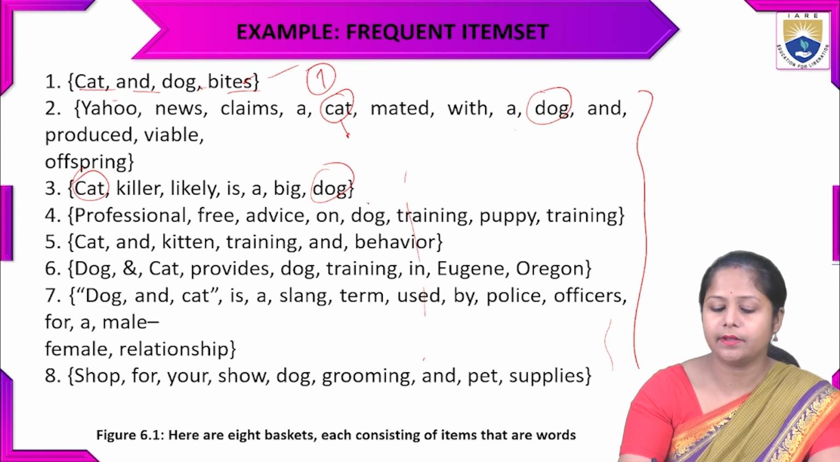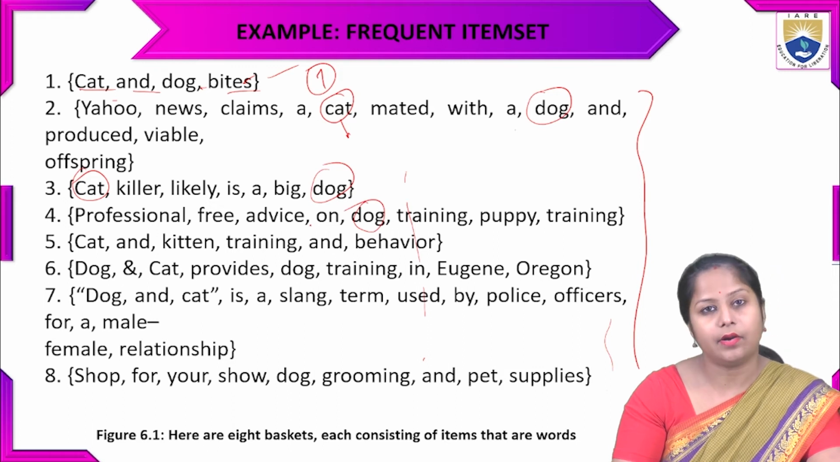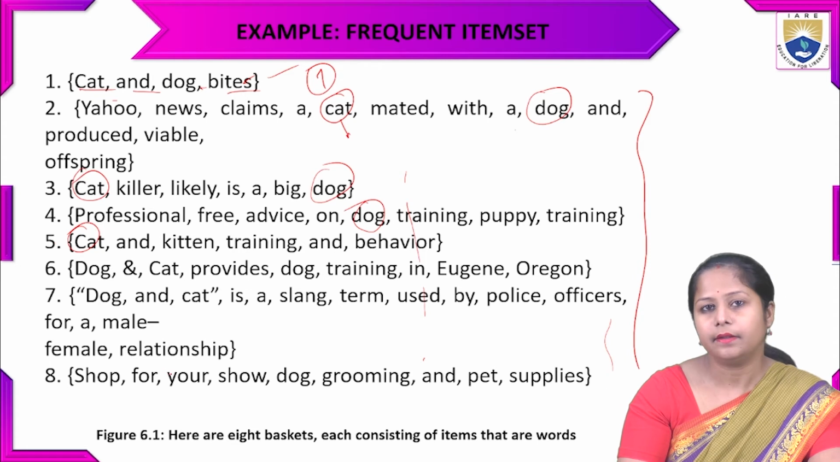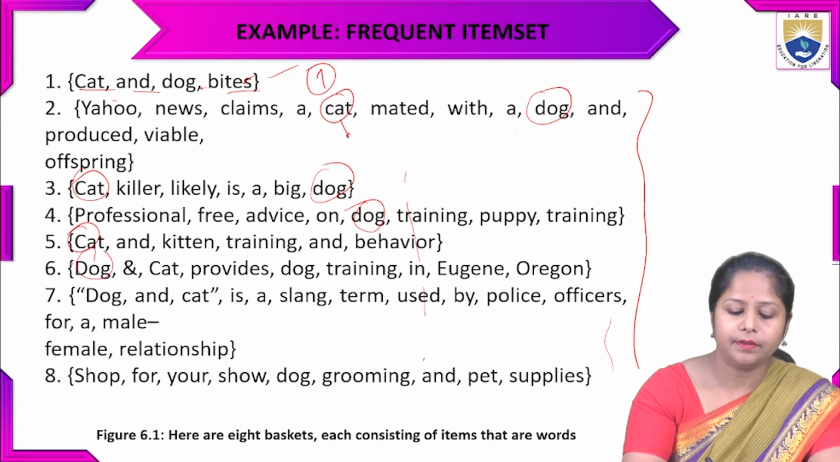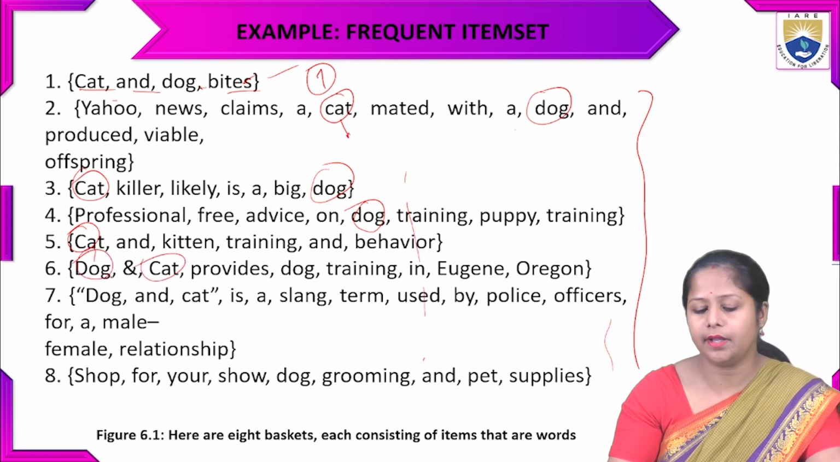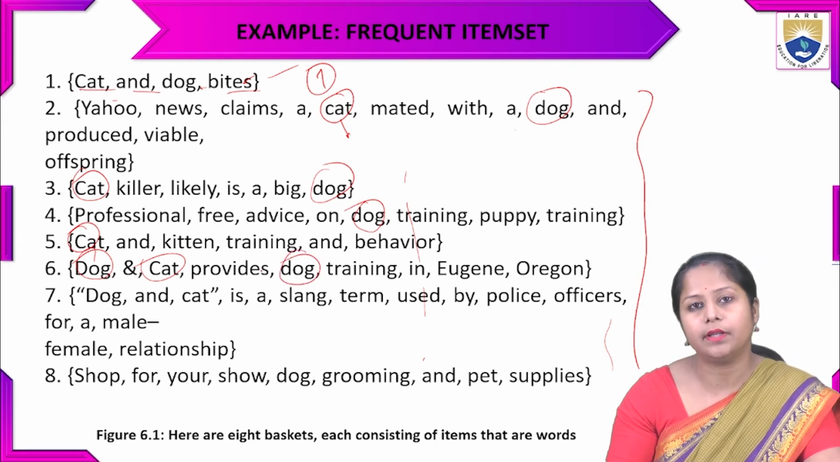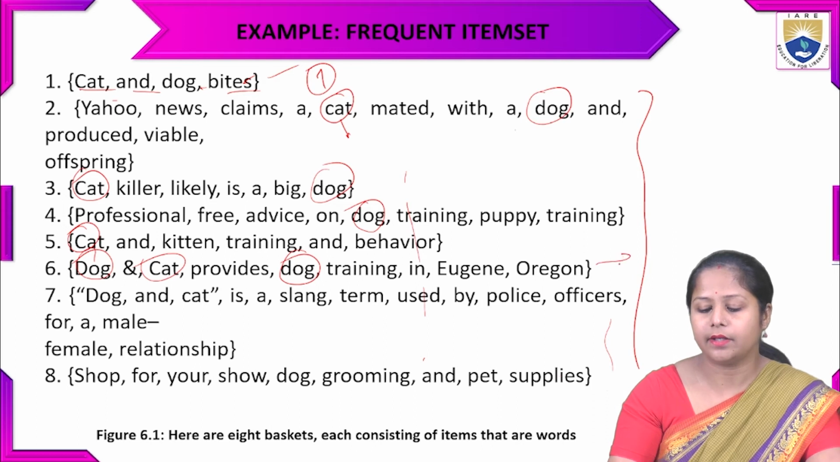In the fourth basket, dog is there, cat is not there. But in the fifth basket, cat is there, not dog. In the sixth, cat and dog both are there, but dog is occurring 2 times. So that cannot be the list for us.